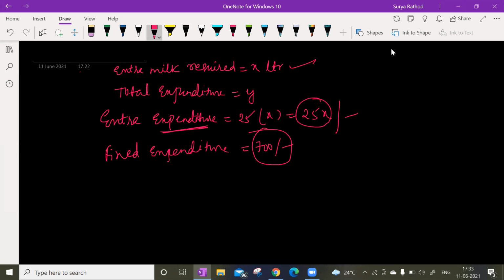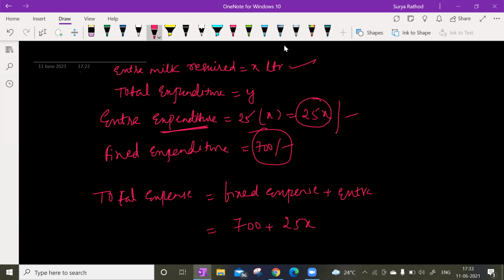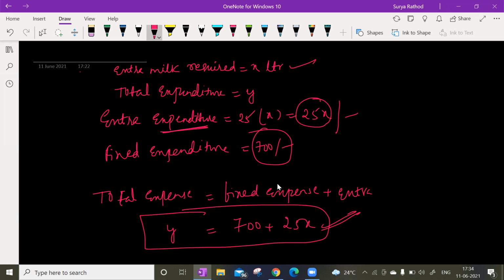So total expense, how much is it going to be? Total expenditure is equal to fixed expense plus extra expense. Fixed expense is 700, plus extra expense 25x. So total expense y is equal to 700 plus 25x. This is the linear equation in two variables.